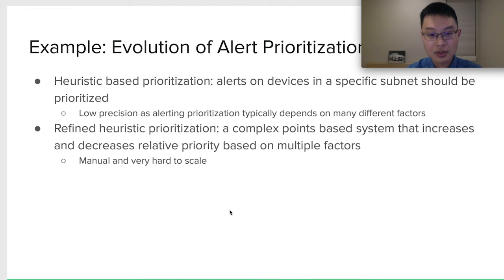A more refined heuristic approach might involve the analyst building a complex point-based system that increases and decreases relative priority based on different factors. However, this approach is still very manual and it's very hard to scale, especially when the number of factors increases above 10.